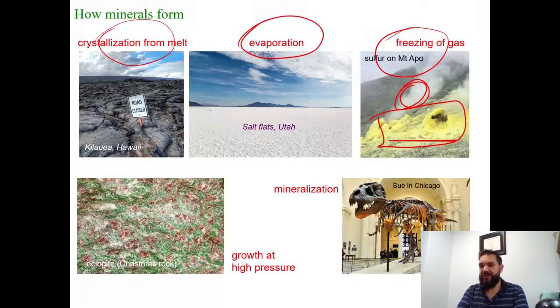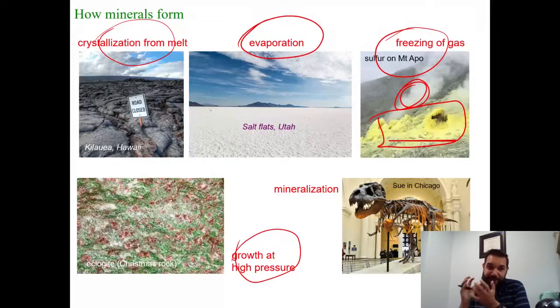Another way is from pressure, just growth at high pressure. One thing that's kind of cool, and I kid you not, this is real. You can take peanut butter or any kind of organic material that contains carbon, and if you put it under sufficient pressure, you can make a diamond. It's true. What's diamond made out of? Carbon, right? So is peanut butter a mineral? No, it's not a mineral. But if you put it under enough pressure, you can make a mineral. Okay, so that's another way that we can make minerals.